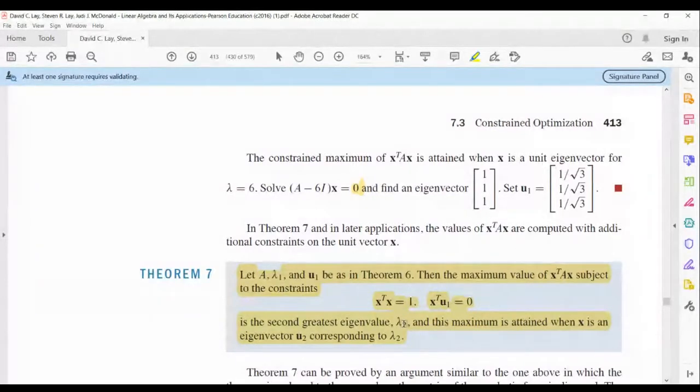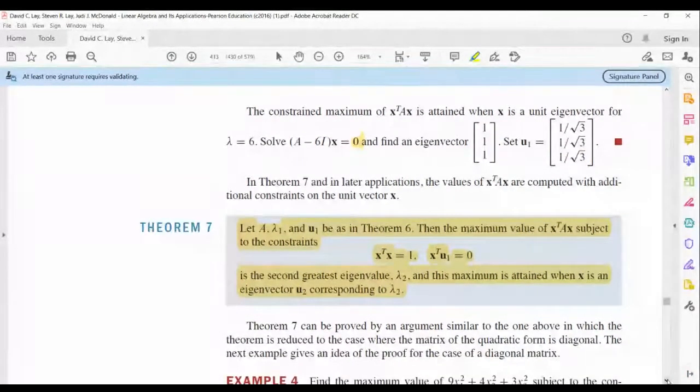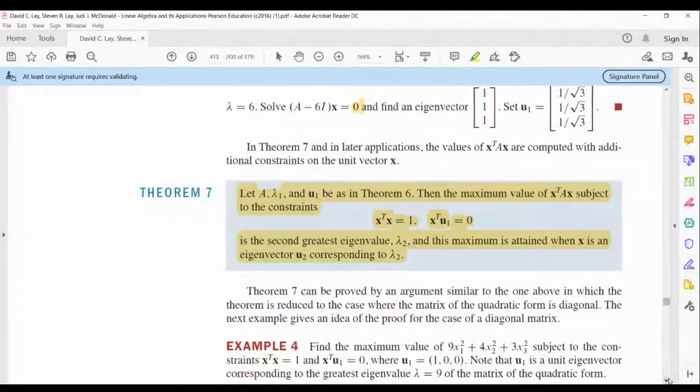Good. And we won't worry about the proof now. Let's just go right to an example. But basically, I want to be careful what I say, but essentially adding another constraint brings the maximum down.